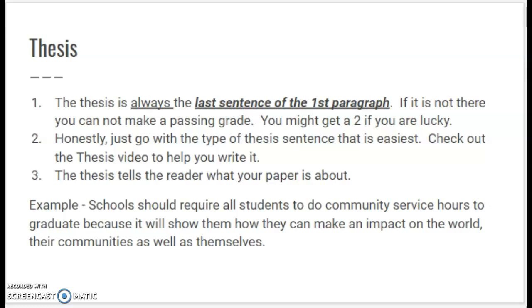And I have done that in the thesis video. So if you haven't seen it yet, you need to go and check it out, and it will help you write your thesis. The thesis tells the reader what your paper's about. So here's an example. Schools should require all students to do community service hours to graduate because it will show them how they can make an impact on the world, their communities, as well as themselves. That is our thesis. We will refer to this in a little bit as well.